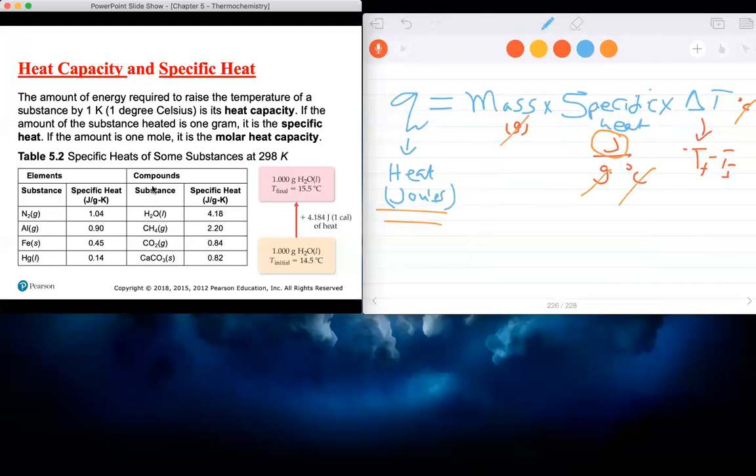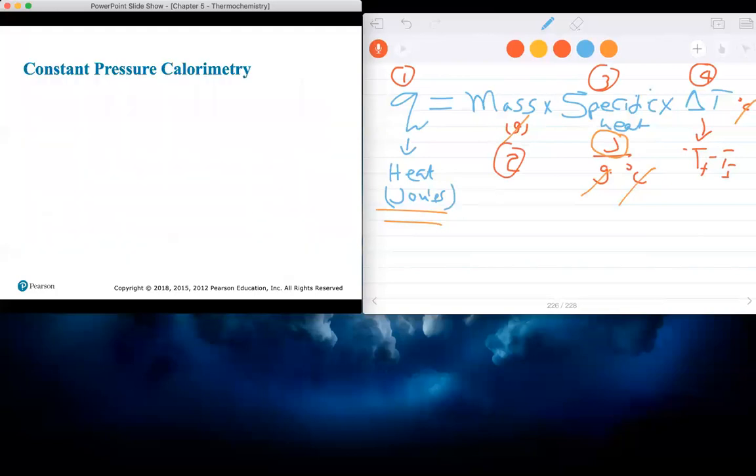Do you need to memorize the specific heat? No, you don't need to memorize, unless you are asked to calculate the heat. If you look at this, there is 1, there is 2 here, there is 3 here, and there is 4 here. If you are given 3 to calculate the fourth one, the last one is 4, you'll be asked to calculate either the heat, or given the heat, calculate the specific heat, and remember mass has to be in grams, all right?